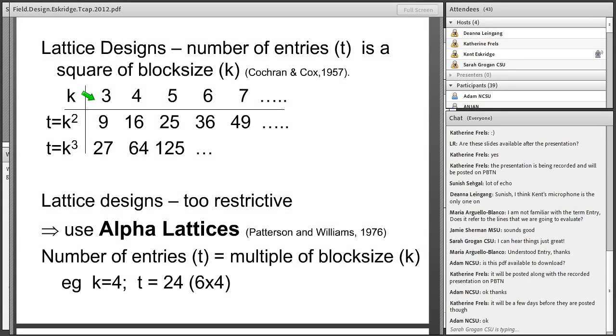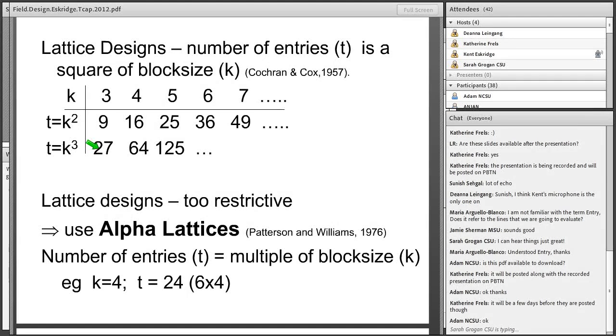Now we can also have things called a cubic lattice. A cubic lattice is where the number of treatments is a cube of the block size. So I could use a cubic lattice, and I won't go into those here. You can look in Cochran and Cox's book on cubic lattices. You can also get a quartic lattice, where the number of treatments is the block size raised to the 4th power. Anyway, it's possible with these lattice designs to evaluate an enormous number of entries. Notice, so if I have K equal to 10, block size of 10, I could evaluate 1,000 entries in an incomplete block size 10, but it's going to take a lot of space, but you certainly can do this. But one of the problems with lattice designs is they're just too restrictive, okay?